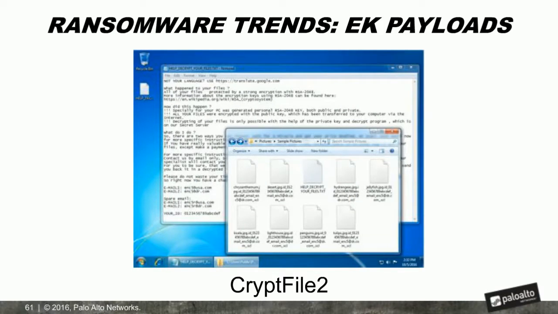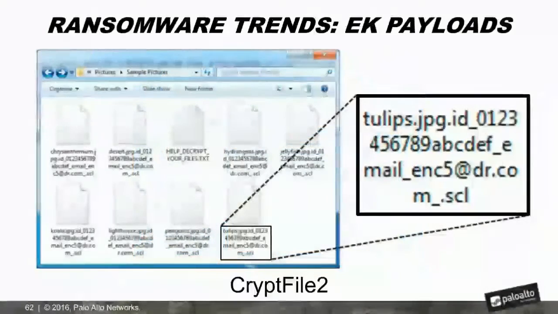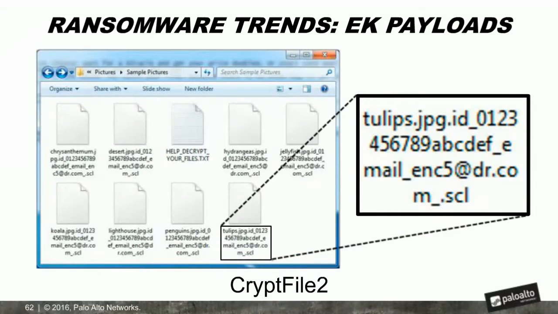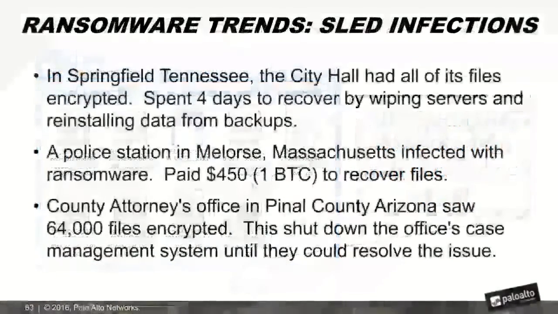Finally, you have Crypt File 2 ransomware. This one is kind of interesting because it includes an email address, enc5@dr.com, within the encrypted file names. In this case, you'll see tulips.jpg, for example, on the one that I have highlighted there, was the original file name. And it appends everything. You've got an ID number that identifies your particular infected host on the net. And then in the decryption instructions, you don't go to a payment page. You basically email the criminal and start corresponding with them through email to get your decryption key.